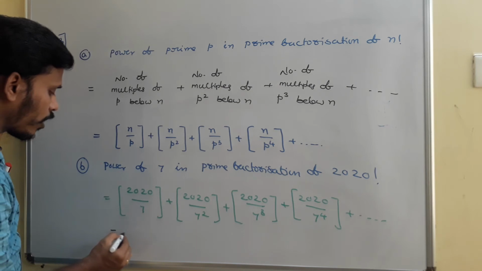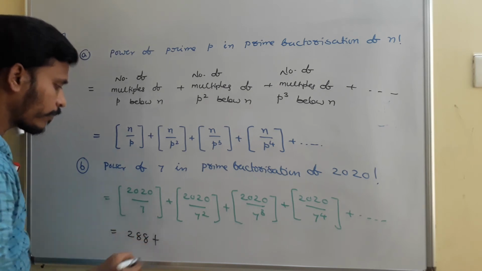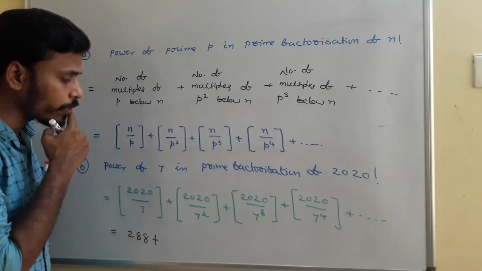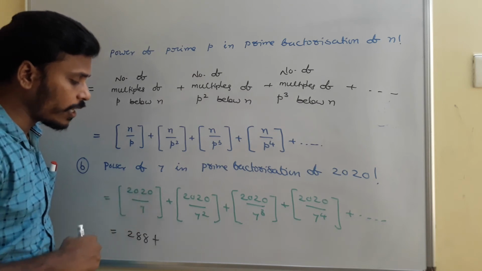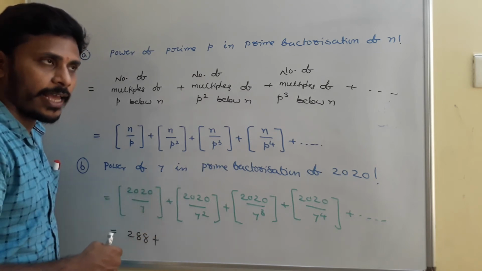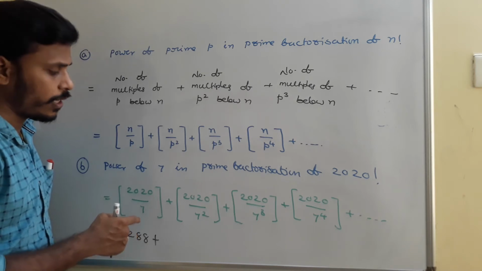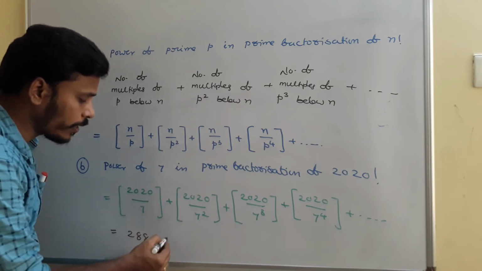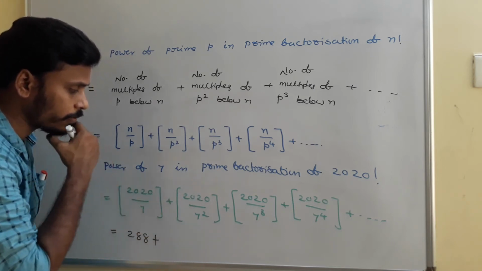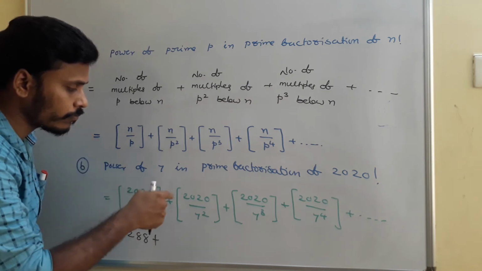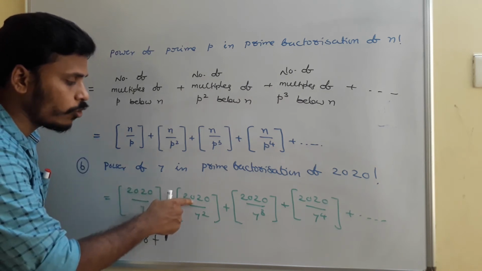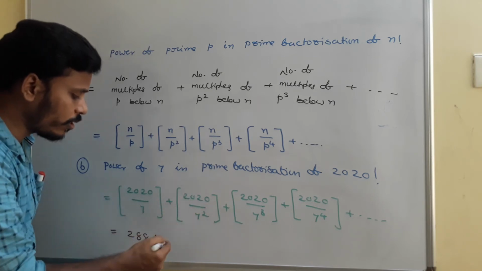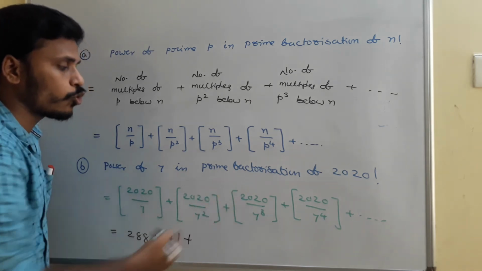2020 by 7, we already counted it as 288. Then 2020 by 7 square we need to calculate. 7 square is 49, so we need to go with the 49 table for division. 49 fours is 196, and after that 196 you are left with about 60, so 49 ones, and this is approximately 41.